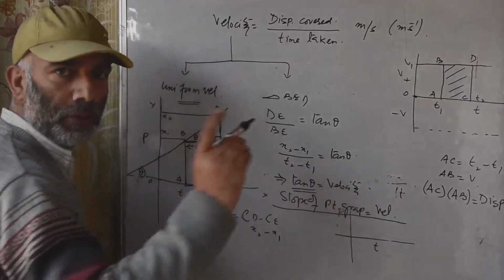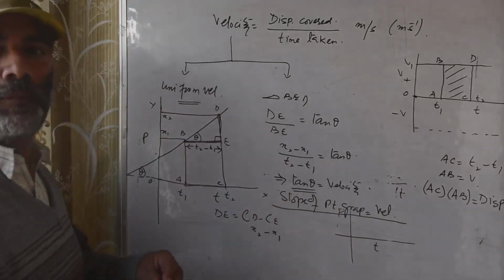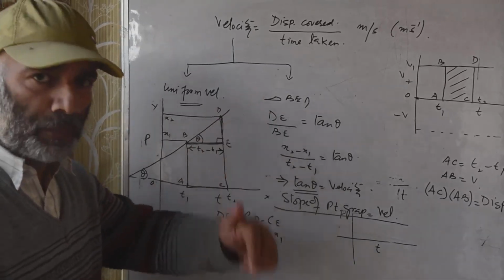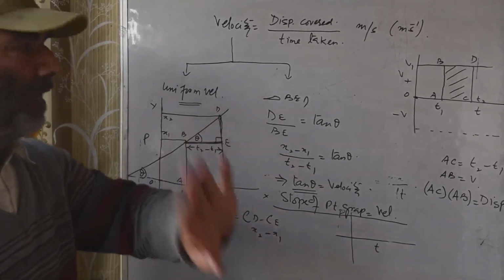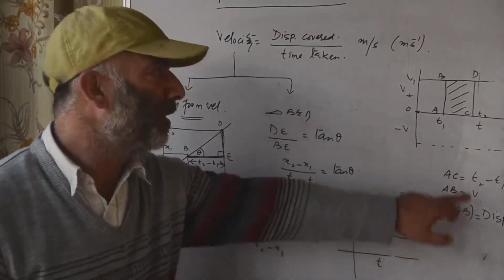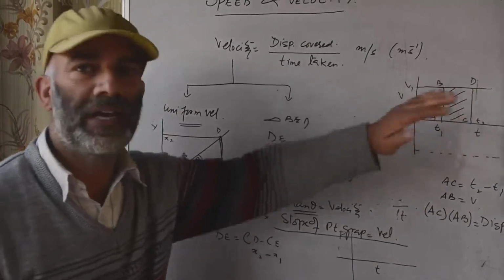So try to remember one thing, the position time graph gives us velocity. Basically, the slope of the position time graph is equal to velocity, and the velocity time graph gives us the displacement. Displacement is basically the area under the velocity time graph.